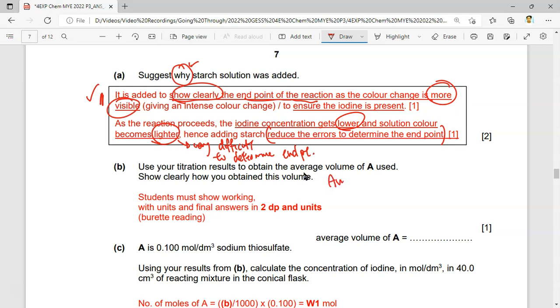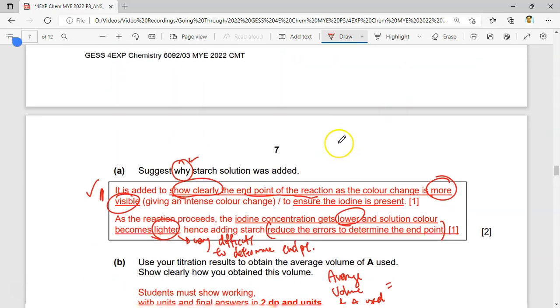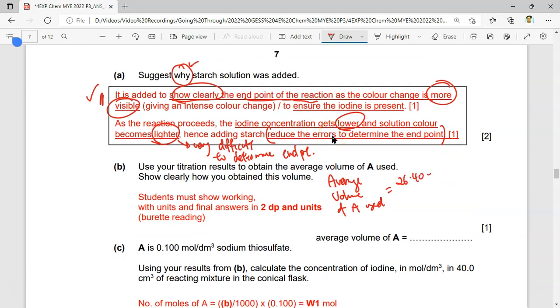Average volume of A used is equal to, I'm going to take my two readings up here, 26.40 plus 26.20, and then divide by 2, I get 26.30 cm cube. So please take note, it should be to 2 decimal places and with the units, because when you take the average of the volume of A required, you must follow the same accuracy as your results. Therefore 2 decimal places. For burette, just put 2 decimal places, keep it simple.